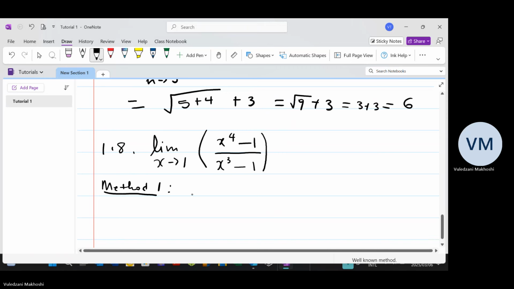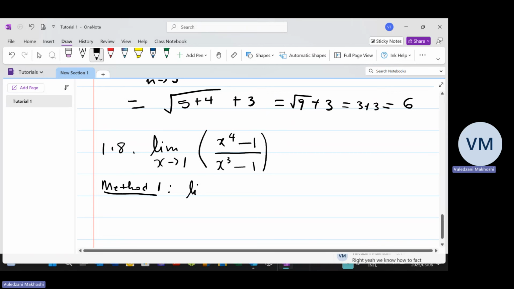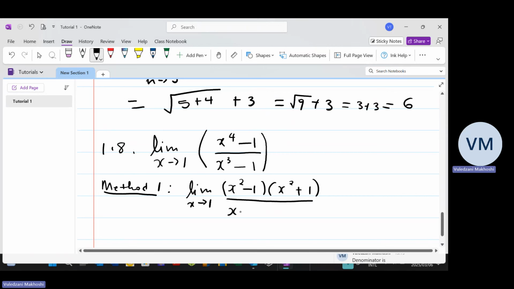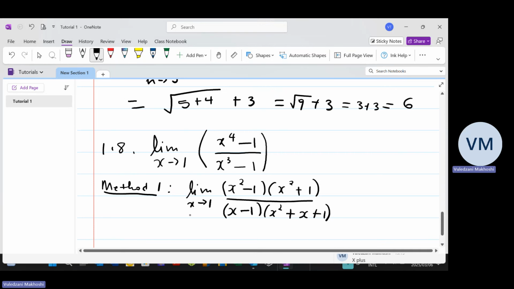Is to factorize, right? Yeah, we know how to factorize this. So we have the limit when x is approaching 1, because 1 is not in the domain of this function. We can see that quickly. So let us factorize it the ordinary way. Numerator is x squared minus 1 into x squared plus 1. Denominator is x minus 1 into x squared plus x plus 1, like that.